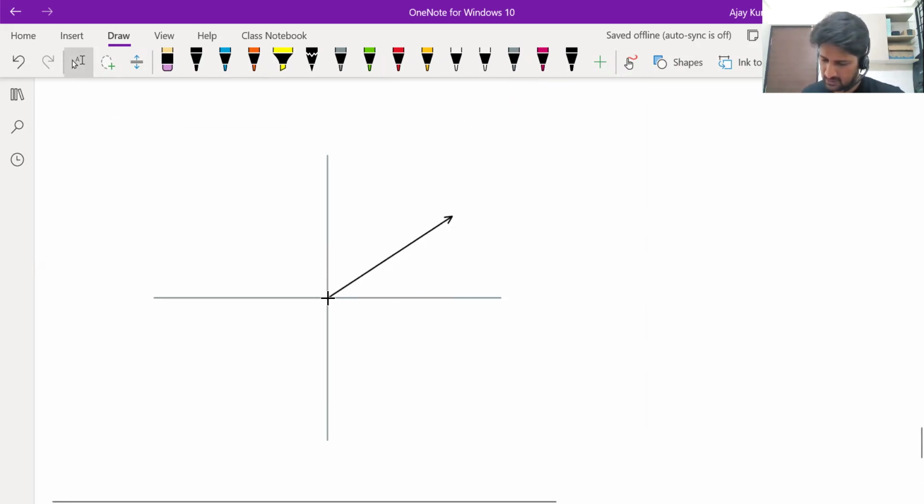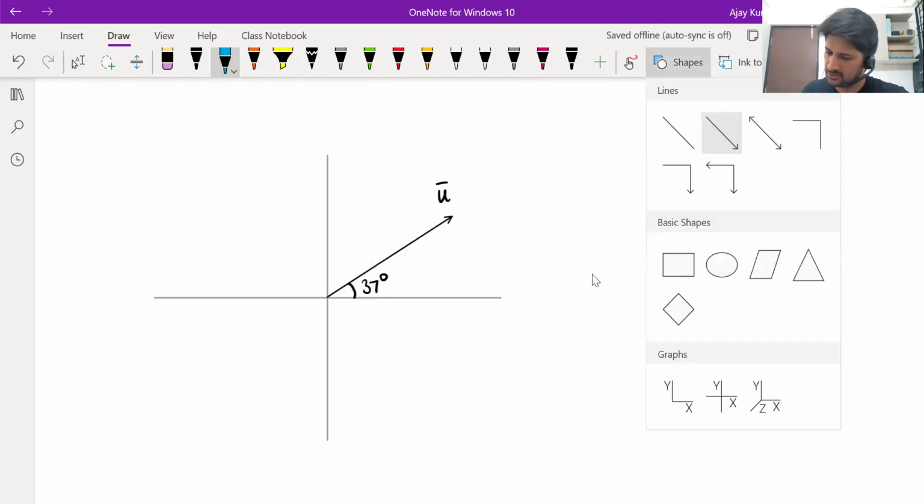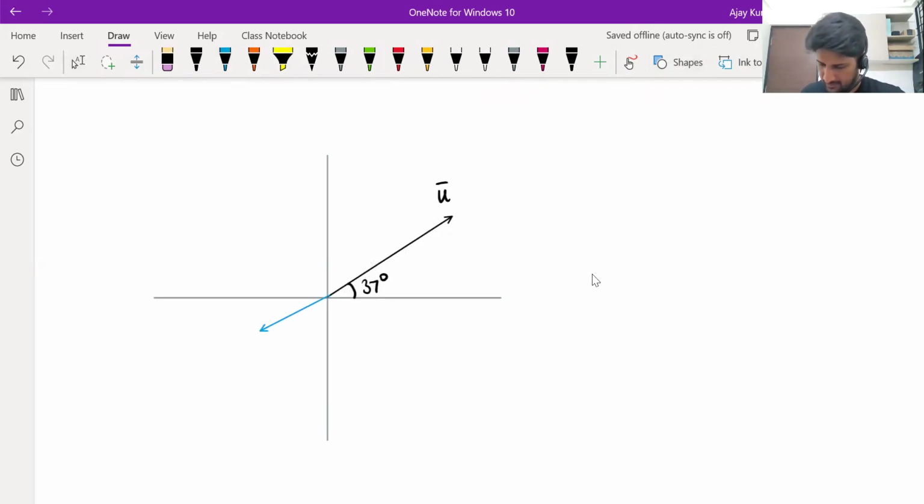So we need to consider a velocity vector like this, which makes 37 degrees with the x-axis. And then we need to consider an acceleration vector, which is exactly opposite to it. So somewhat like this. If velocity makes 37 degrees on that side, then acceleration will make 37 degrees on this side because it is exactly opposite.